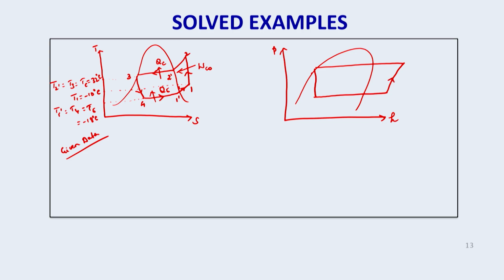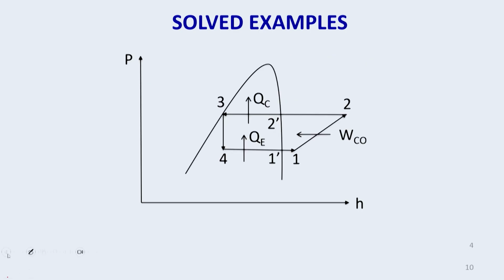So this is 1 to 2 isentropic compression. Then this is 2 dash. This is state point 3. This is 4. This is evaporator heat load, condenser heat load. And this point will be 1 dash. Okay, this is the diagram.